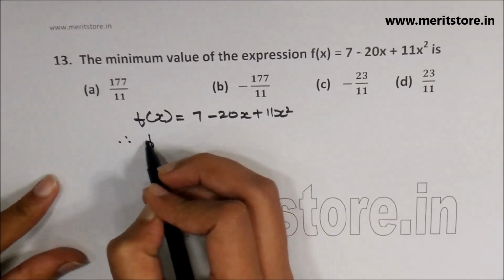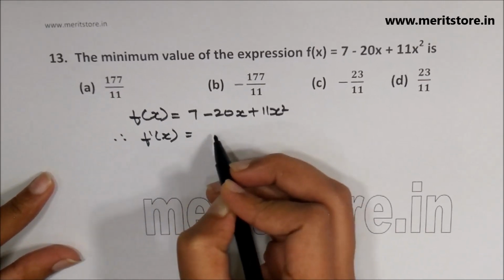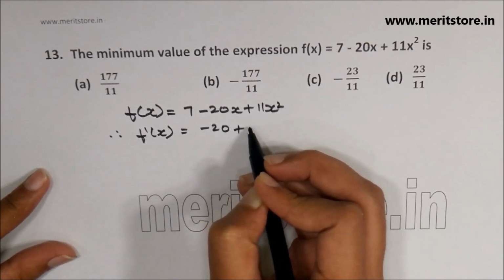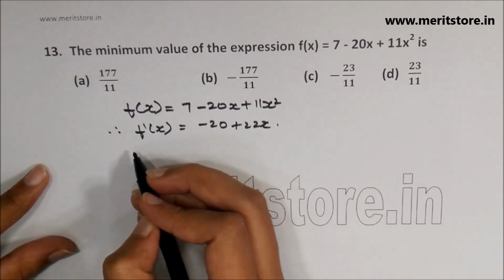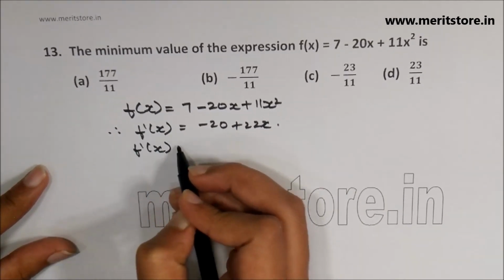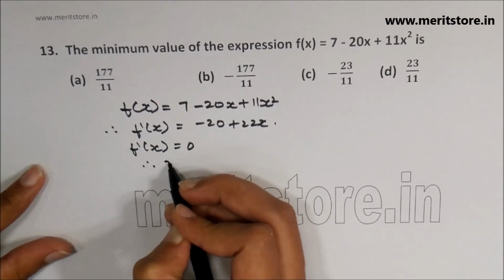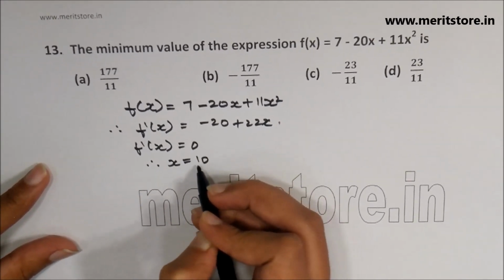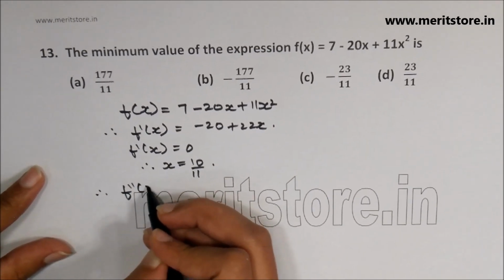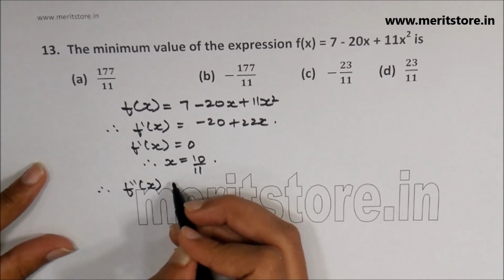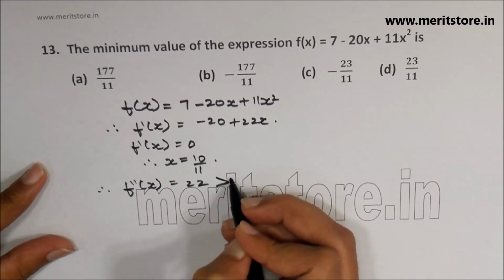By differentiating once, f dash x, we get minus 20 plus 22x. As we have to find the minimum, we can consider f dash x is equal to 0. We get the value of x is equal to 10 by 11. And by double differentiating the term, we get 22, which is a positive value.